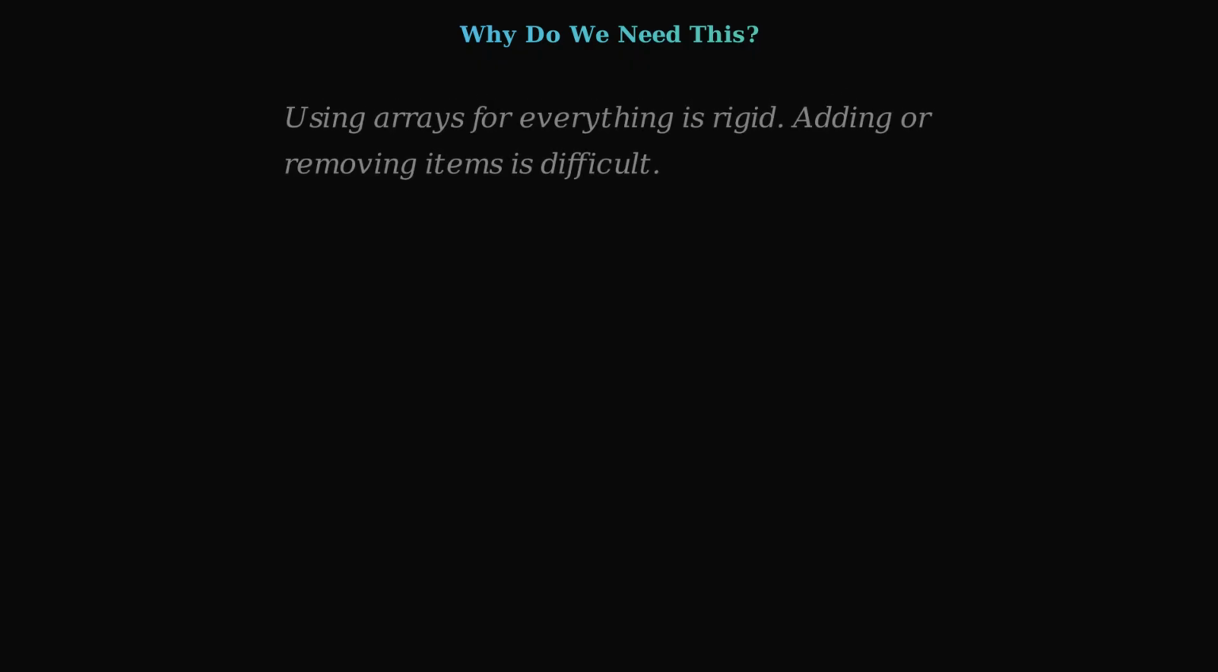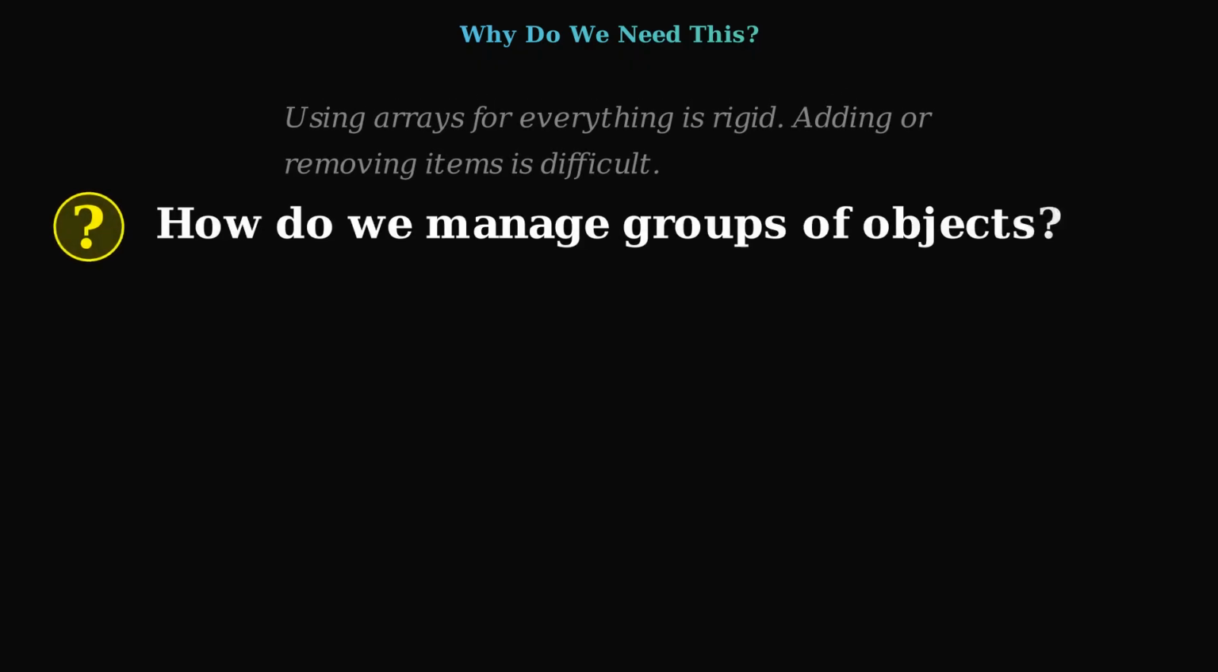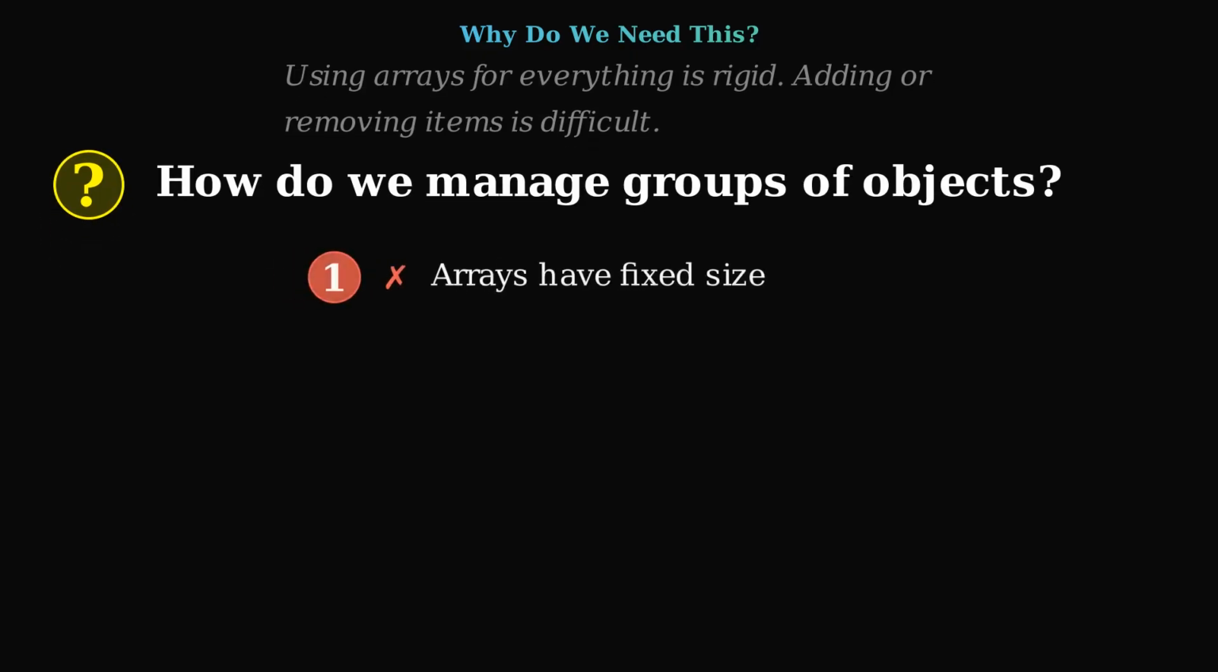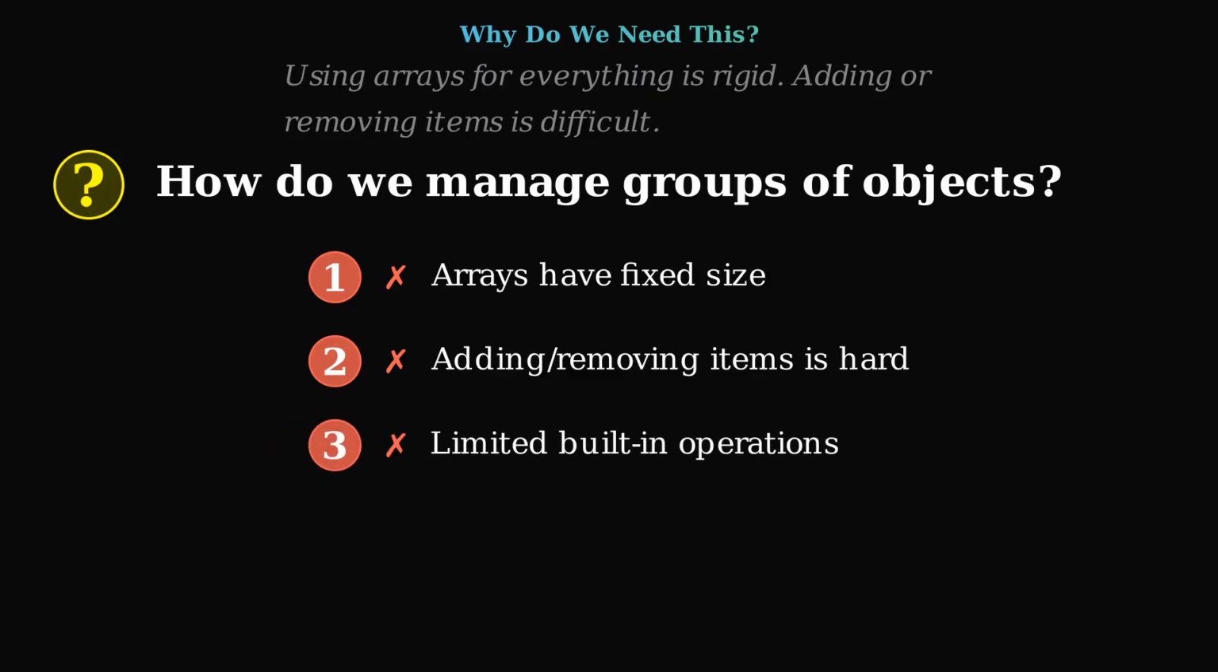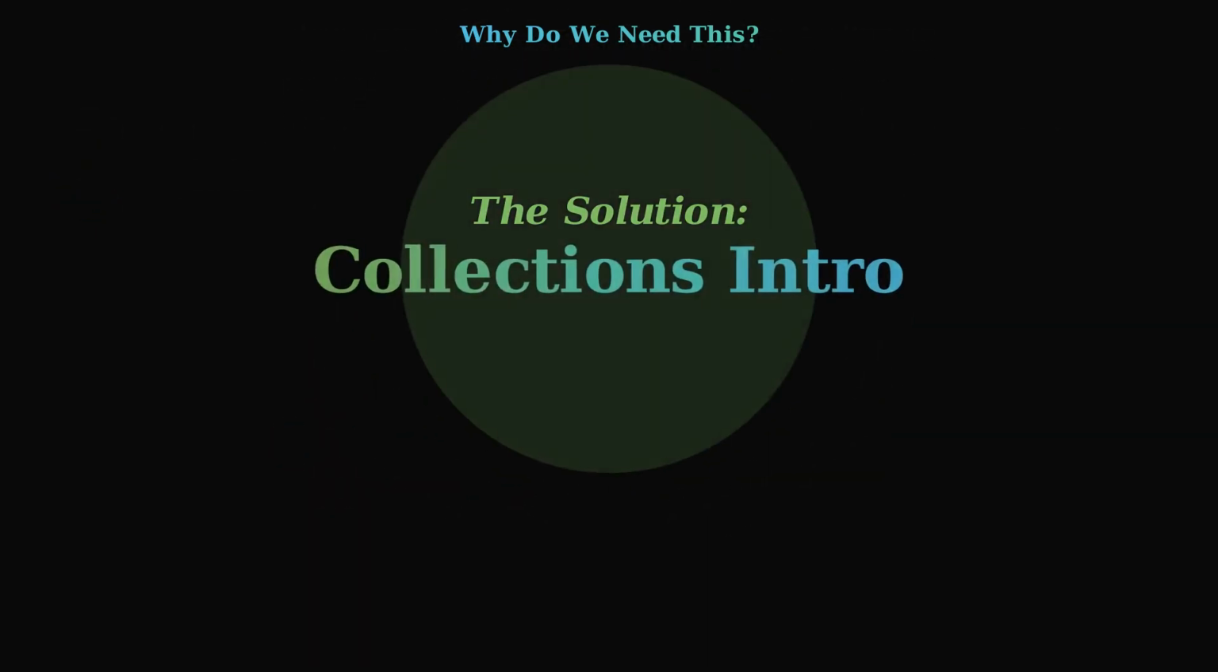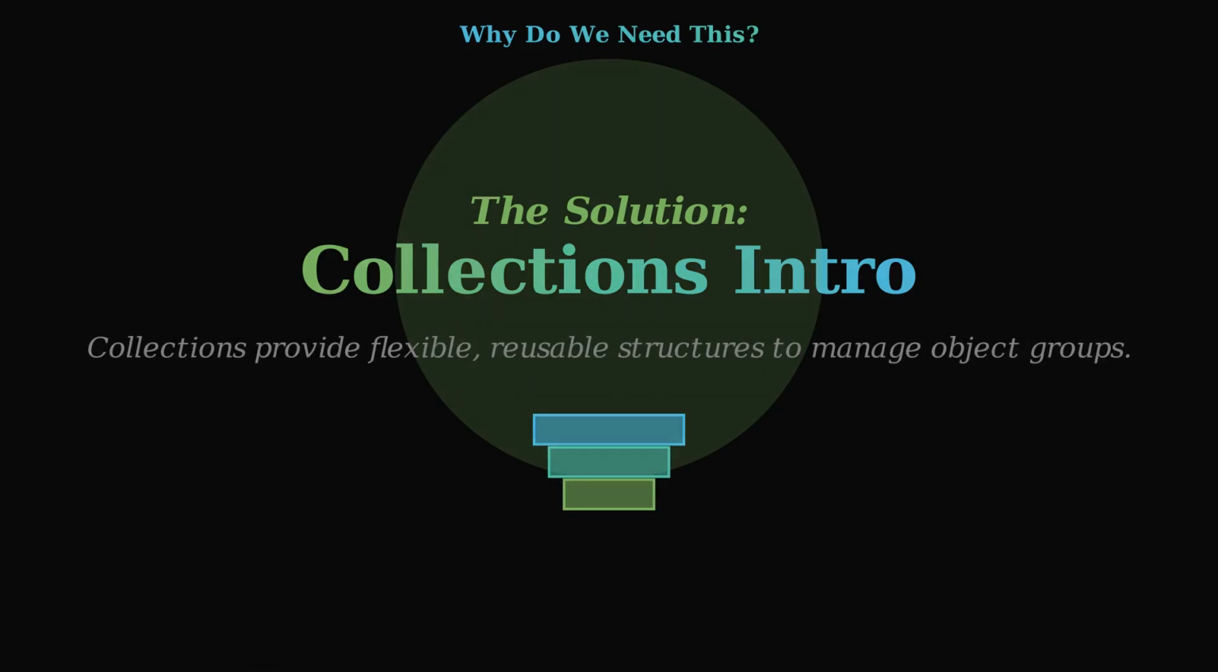Using arrays for everything is rigid. Adding or removing items is difficult. How do we manage groups of objects? Arrays have fixed size. Adding/removing items is hard. Limited built-in operations. Collections provide flexible, reusable structures to manage object groups.